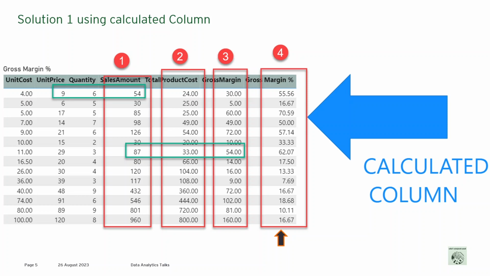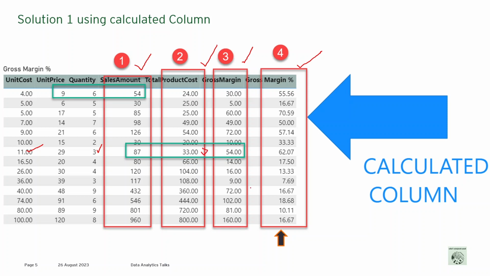If you use a calculated column approach, you will have to have four calculated columns. One is for sales amount, then one for total product cost, another for gross margin, and finally one for gross margin percentage. So in order to arrive at the sales amount, you need to multiply unit price with quantity. Example, 9 multiplied by 6, 54. In order to arrive at the total product cost, you need to have unit cost, then quantity. Example, 11 multiplied by 3, you get 33.